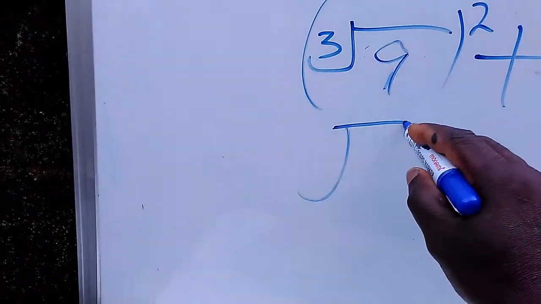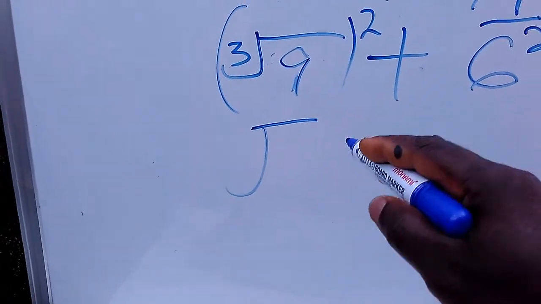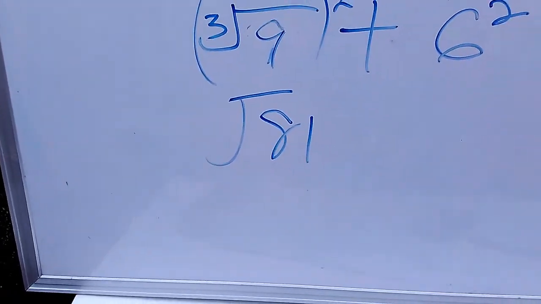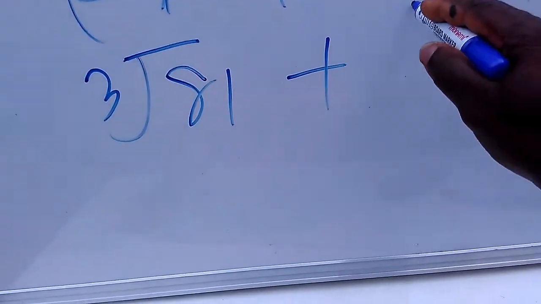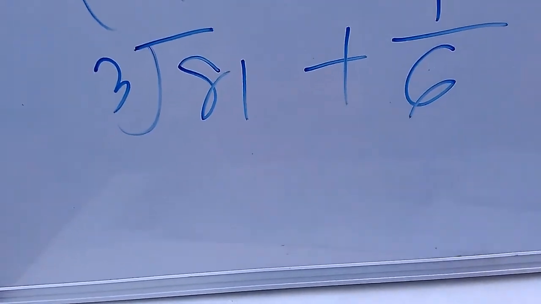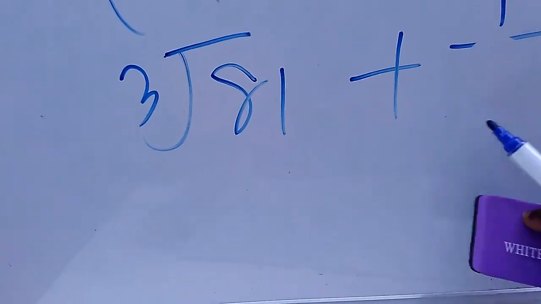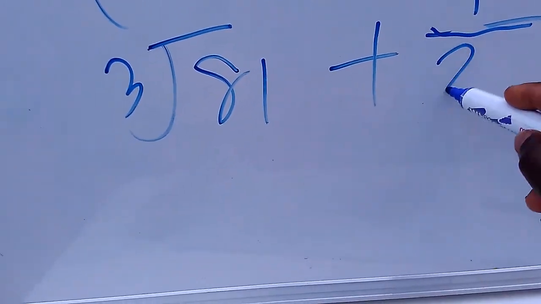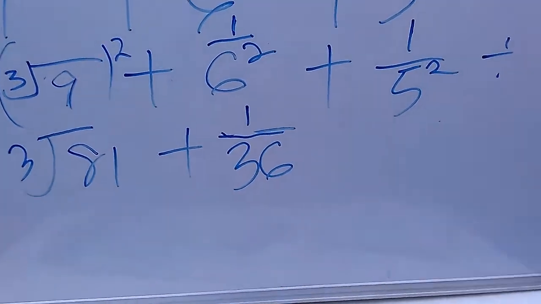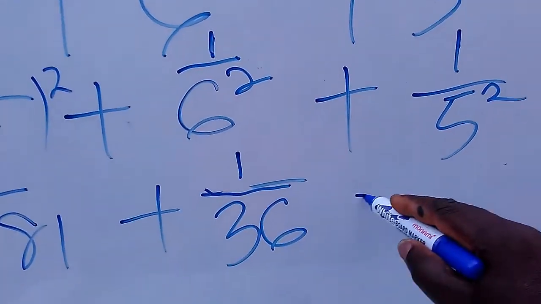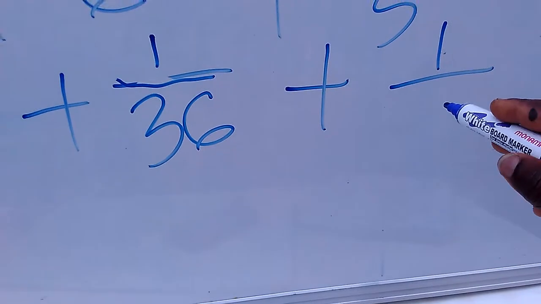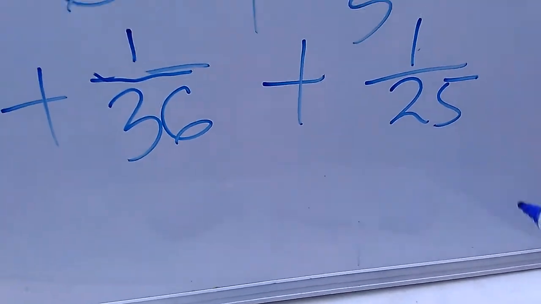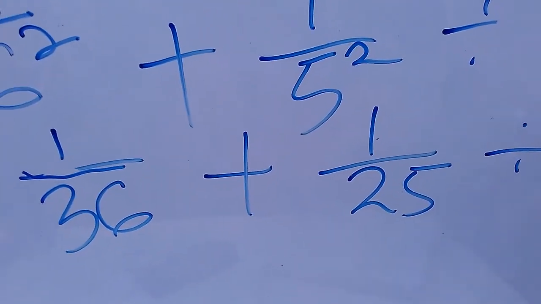We have the cube root. 9 raised to the power 2 is 81, plus 1 all over 6 raised to the power 2, which is 36, plus 1 all over 5 raised to the power 2, which is 25. Divide by 1.